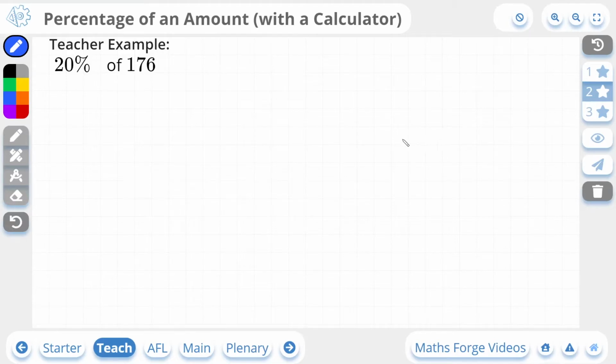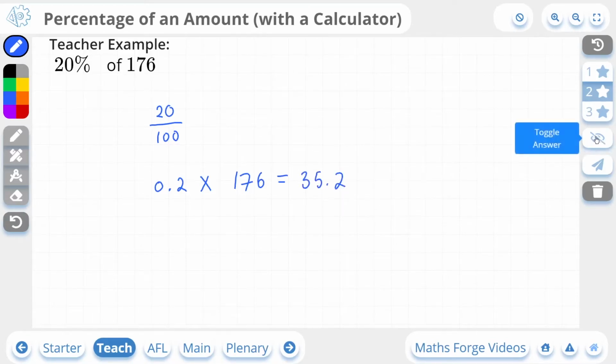Now let's do a two-star example. Here we have to find 20% of 176. So the multiplier for 20% is going to be found by putting 20 over 100. And 20 over 100 is 0.2. We can then multiply this by 176 to get 20% of 176. And the answer here is 35.2. If we check our answer, there it is. Also, whenever you're finding a percentage of any amount, you multiply the percentage multiplier by the amount.